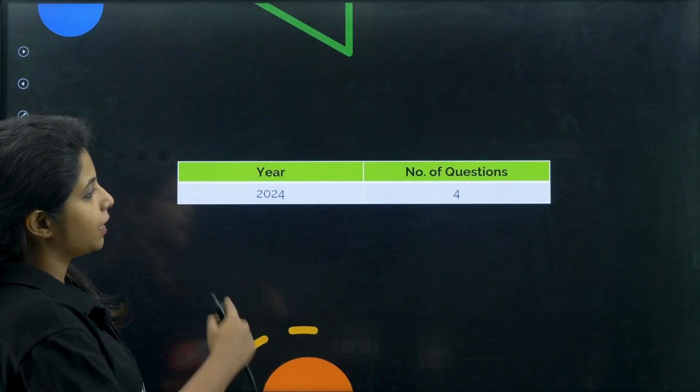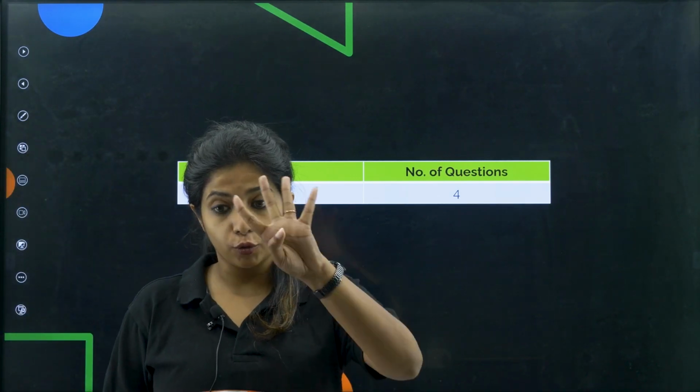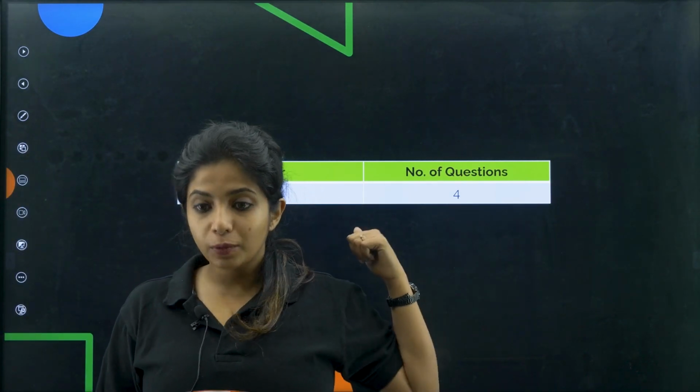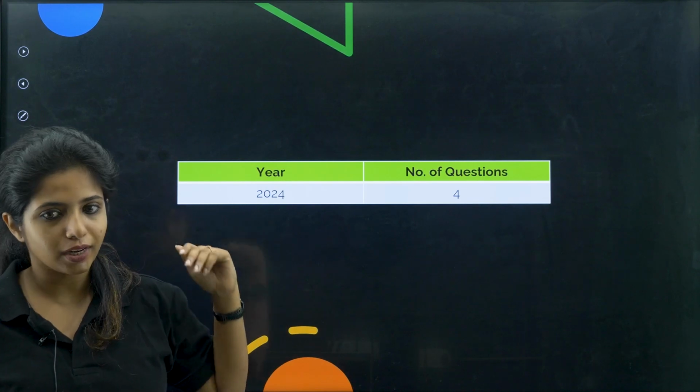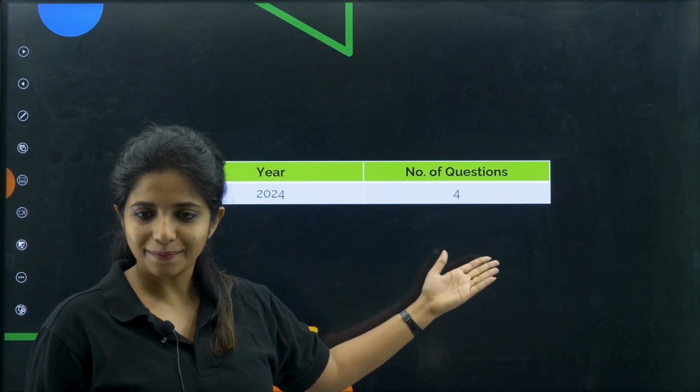Going ahead, the number of questions coming from this chapter is 4. So 4 into 4, 16. Previous year it was 4. It can be more, or it can be less, or it can be just the same.